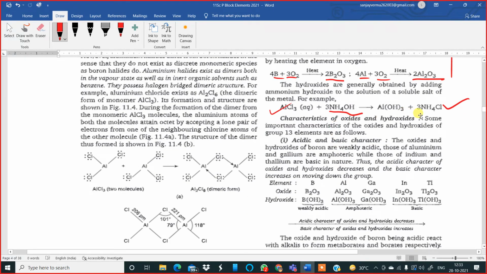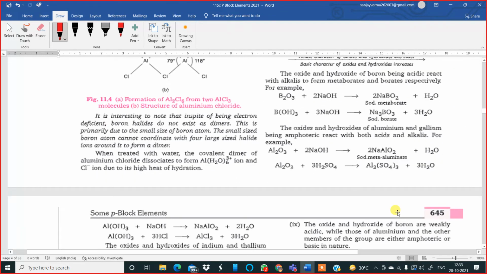The order I want you to remember is this order. The oxides of the elements of group 13 are weakly acidic. If you move this way, the acidic character of oxide and hydroxide is decreasing, but the basic character is increasing this way. So this order you try to remember in the case of oxides and hydroxides. Reasoning is not required.